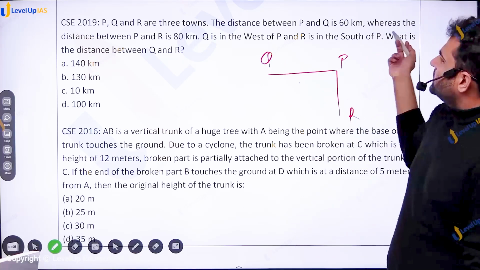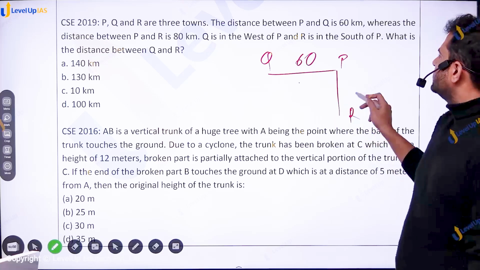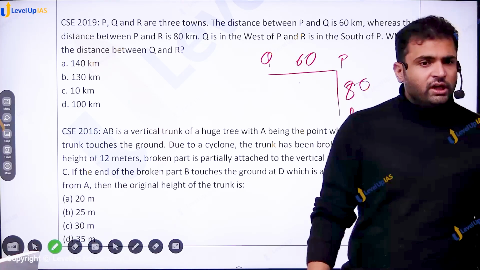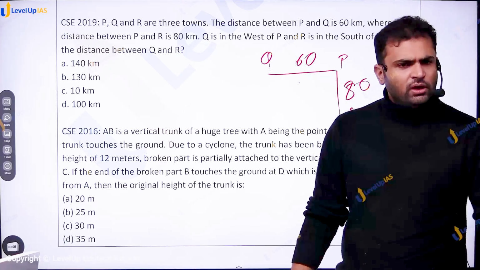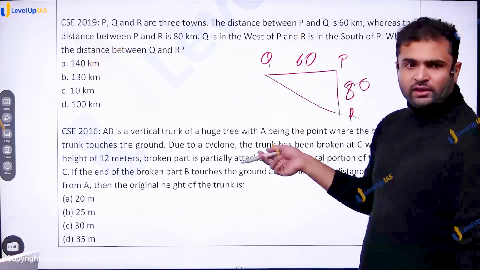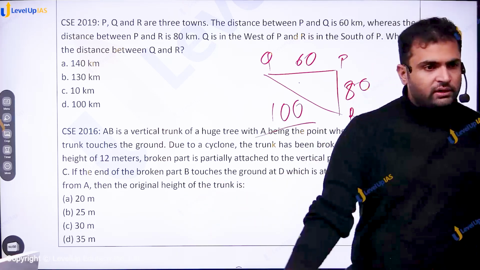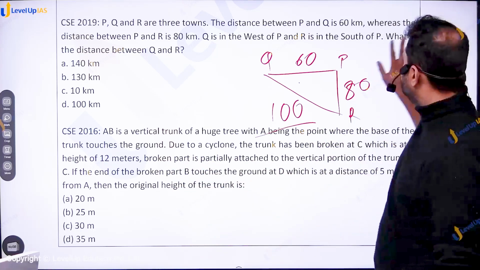And now what are the distances? P and Q is 60, P and R is 80. We already know the triplet 3, 4, 5 or 6, 8, 10. So this would be 6, 8, 10. वह एक एक जीरो बढ़ाया है बस 10 से मल्टीपल है. So it would be 100 for Q and R. Let us see.